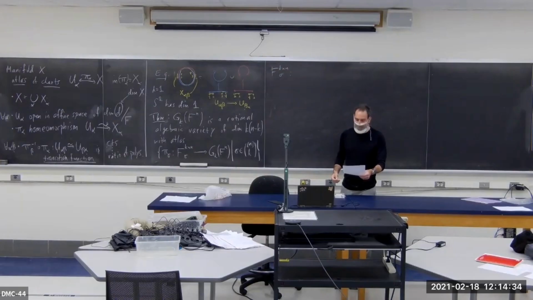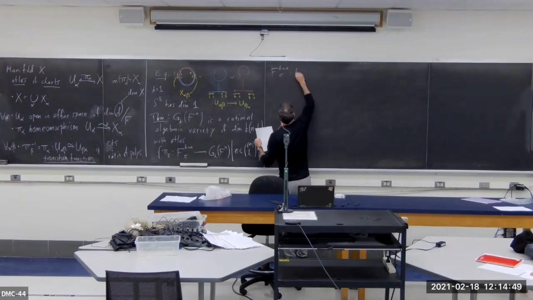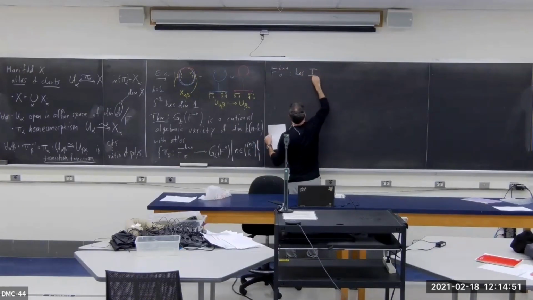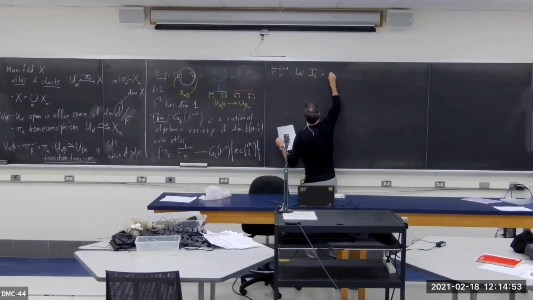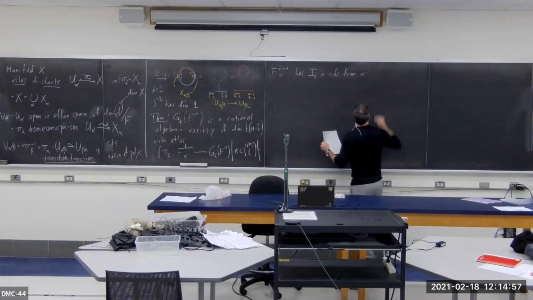Make sure I get the definition right. I know what I want, I just want to make sure that I wrote down the correct symbol for the thing that I want. F sigma, where did I define it? There it is. Yes, good. So it has the identity block I_k in the columns from sigma.